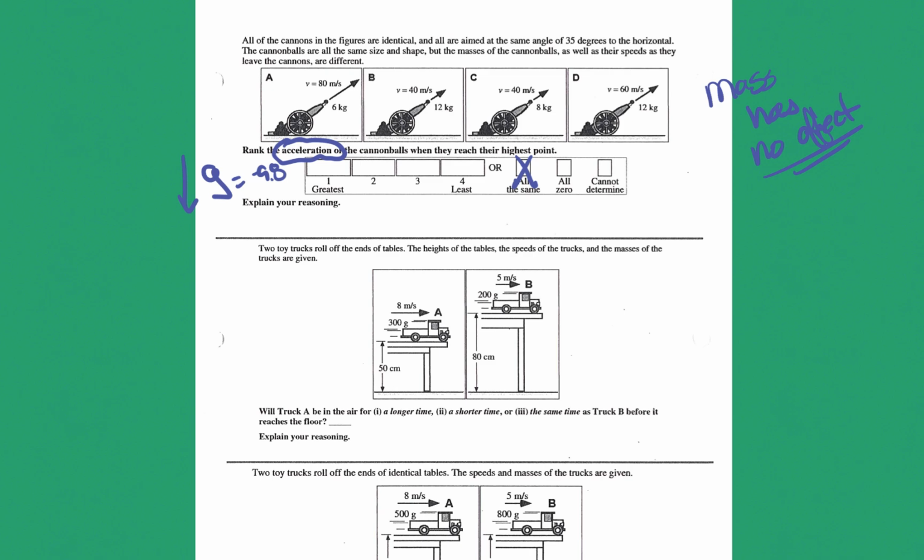Two toy trucks roll off a table. The heights of the tables and the speeds and the masses are given. Okay, we ready for this? Mass, no effect. So the bigger the height, the more time, but the Vx in this case is different. So will truck A be in the air for a longer time or shorter time than B? If it comes to time, all they ask about is who's got the larger height. So A's time will be less than B's time.